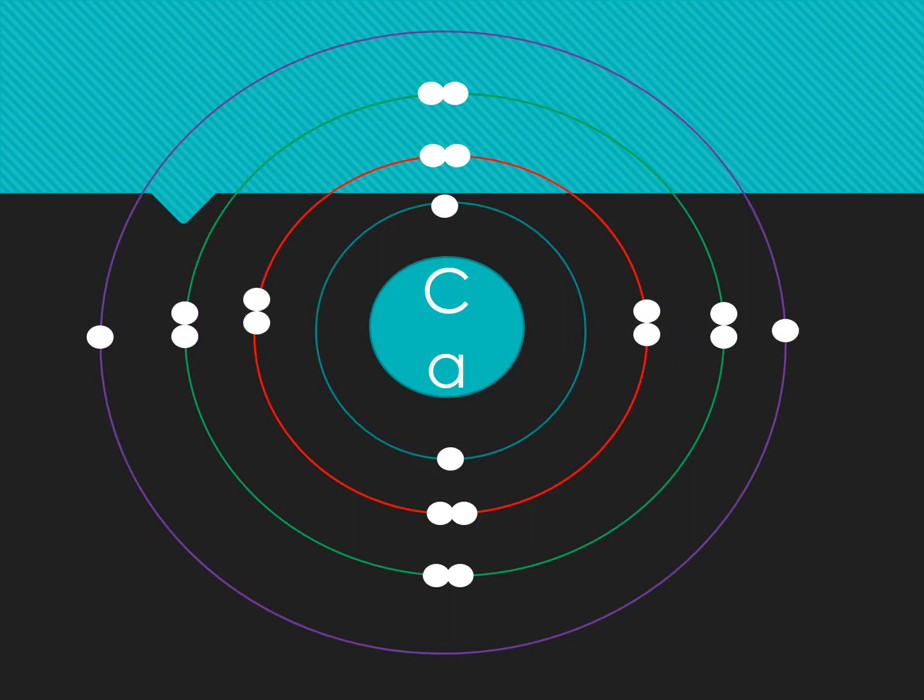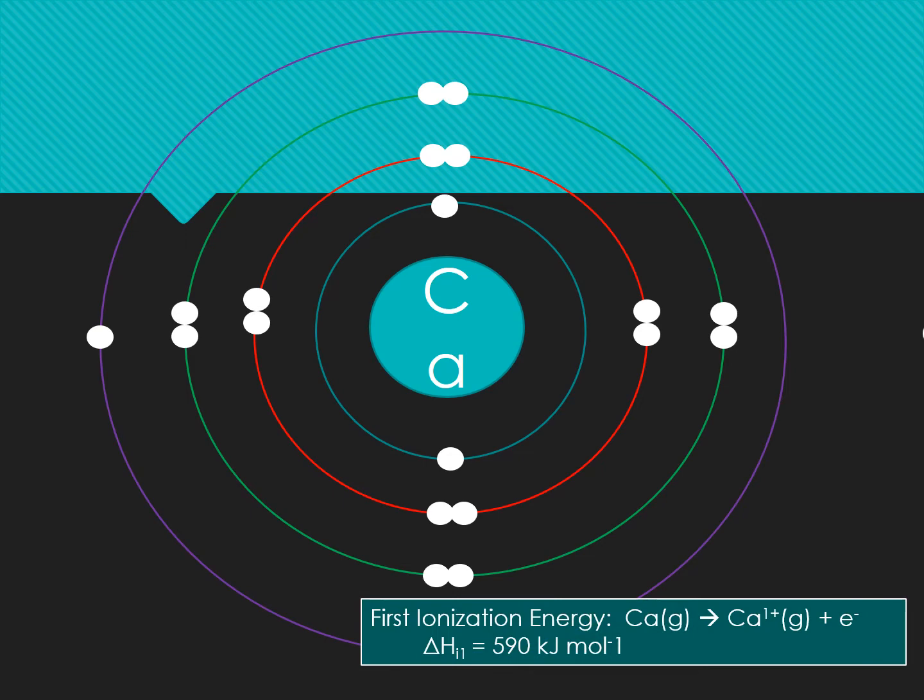So for example, calcium, removing 1 electron. You can see the reaction is Ca(g), even though calcium is a solid, here it's a gas, and it loses 1 electron, so it becomes a +1 charge. The amount of energy required to remove that 1 electron is 590 kilojoules per mole. It's always going to be endothermic, meaning it's always positive, because you're putting energy in to remove that electron.